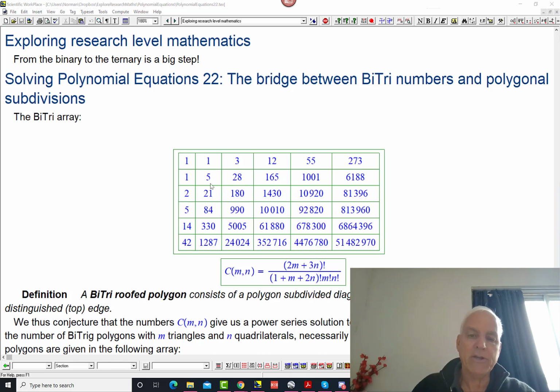So I remind you that the BiTri array is given by this very succinct formula here. C_{m,n} is (2m plus 3n) factorial over (1 plus m plus 2n) factorial, m factorial, n factorial. It's a sub-multinomial coefficient. And our indexing here is starting with m equals 0 and n equals 0, giving us the Catalan column and the Fuss row.